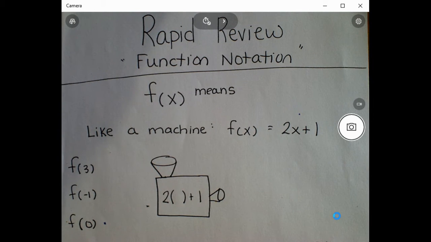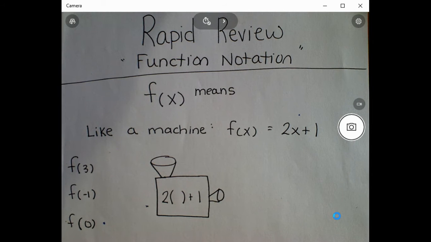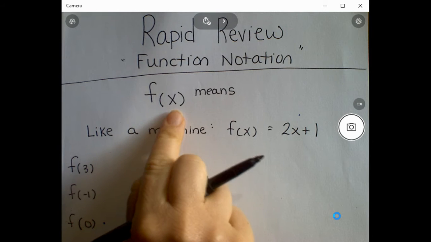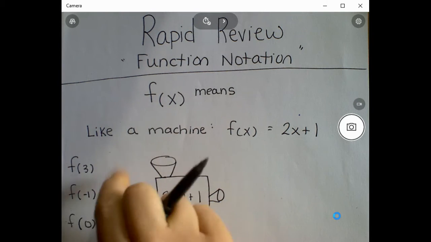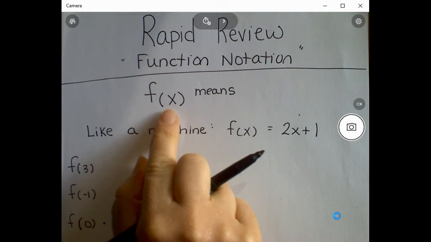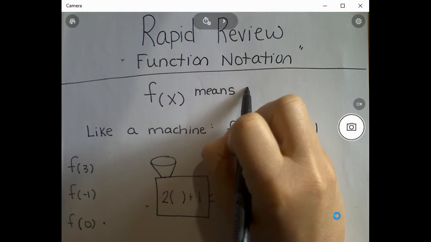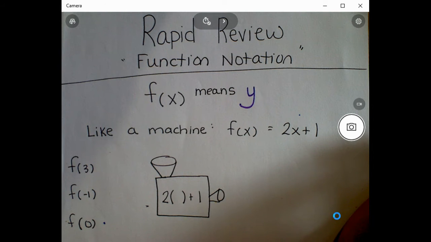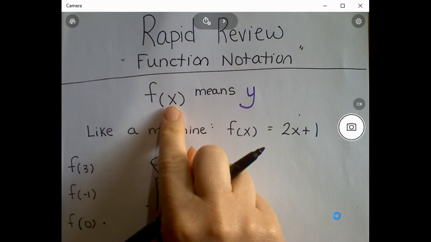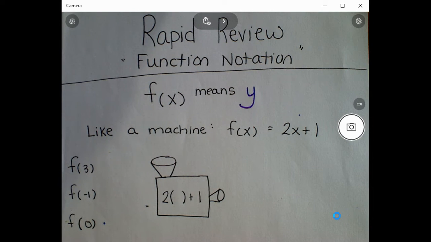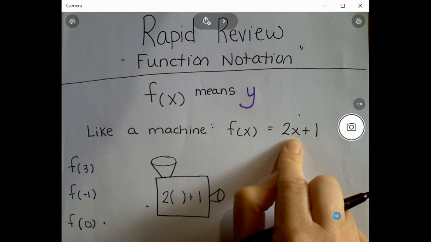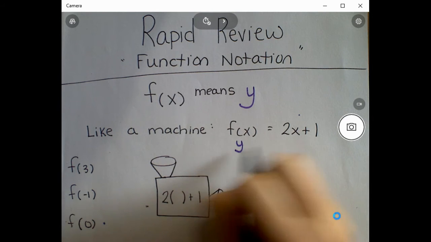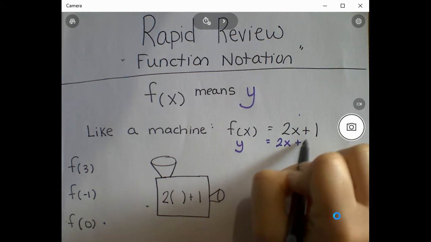It is just another way to keep track of what x's you're substituting in. So basically, the letters f of x, it could be another letter here, like g of x or h of x or whatever, but f of x means the same thing as y. So if you see y or you see f of x, it means the same thing. So what I mean by that is right here, f of x equals 2x plus 1 is the same as saying y equals 2x plus 1.